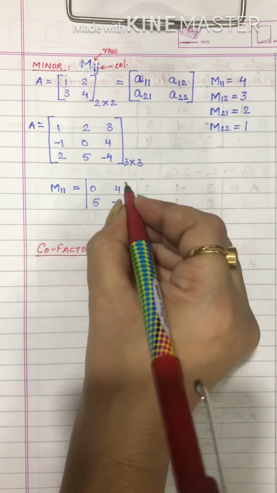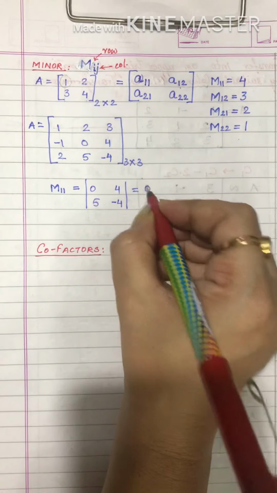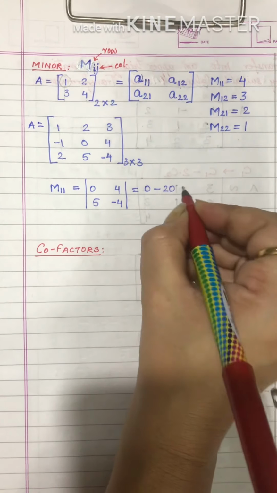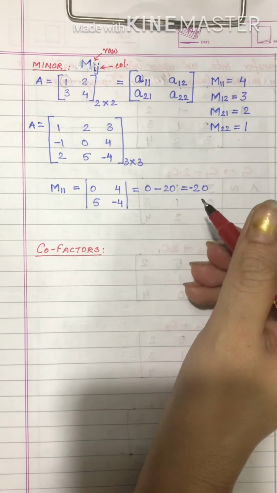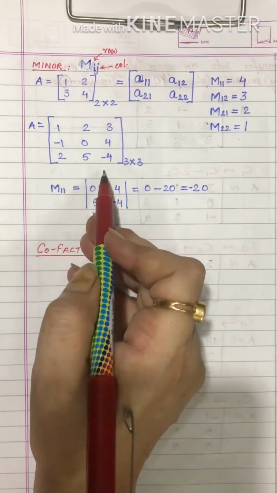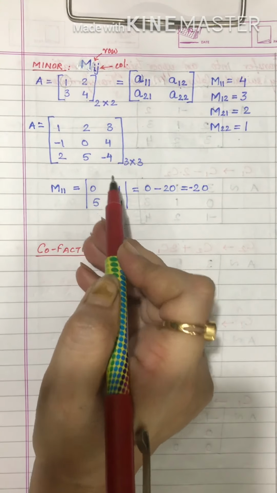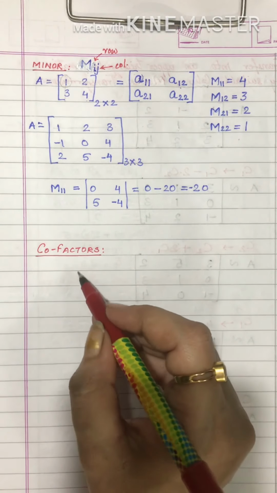Fine. So what do you get? 0 minus 20. So here minor is minus 20. This is how you will find minor for a 3 by 3 matrix. It's done. Now let's go further.